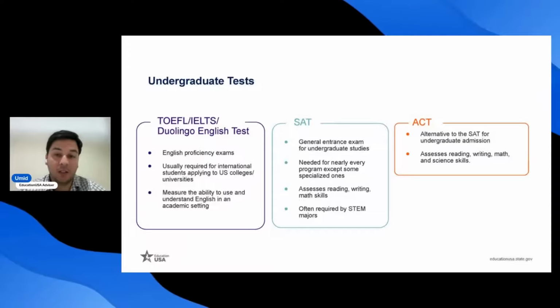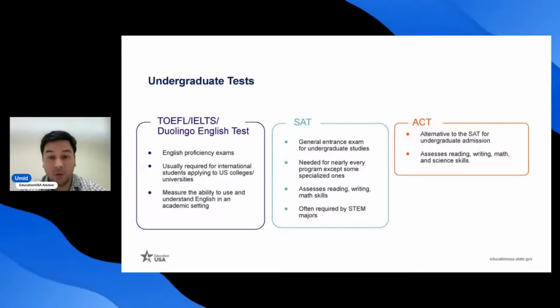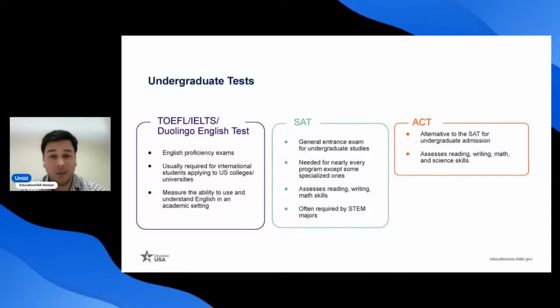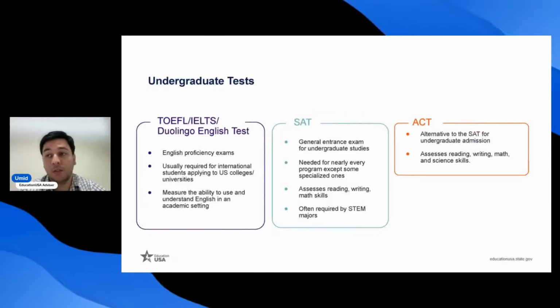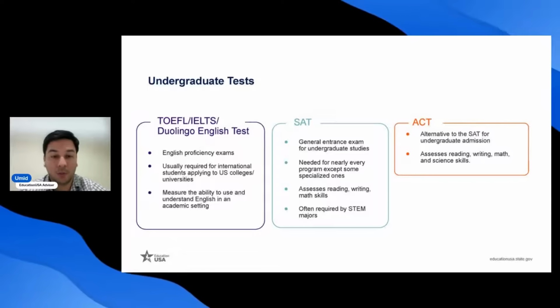The ACT is an alternative to the SAT for undergraduate admission. It assesses almost the same skills: reading, writing, math, and science. Also, you can take a subject test depending on the requirements of your program.